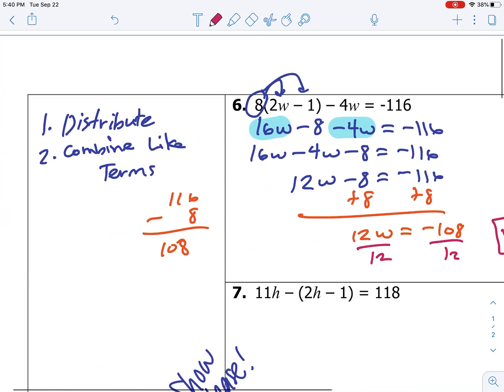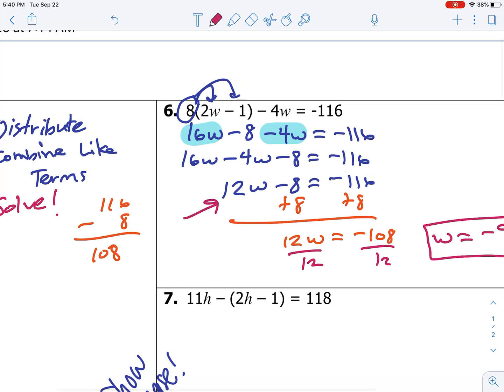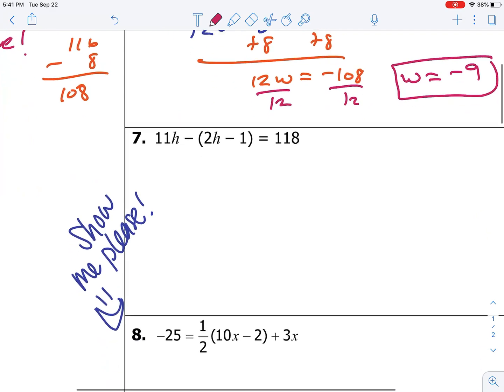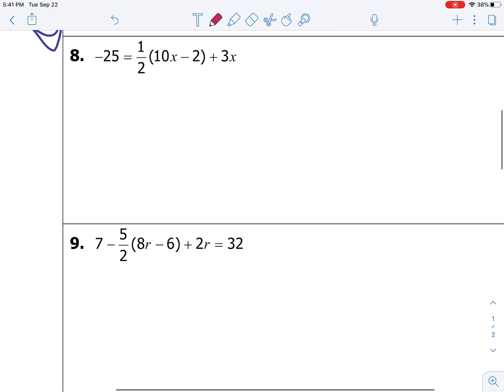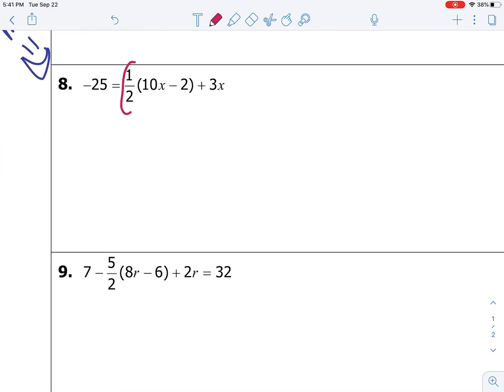Okay, and I did forget to write step 3 over here. After we've combined like terms, all that's left to do is solve. So in this step, after all of our like terms were combined, we went through the process of solving. Remember, that's doing PEMDAS in reverse. I'm going to save number 7 for later. Number 8, we have some fractions we need to start looking at.